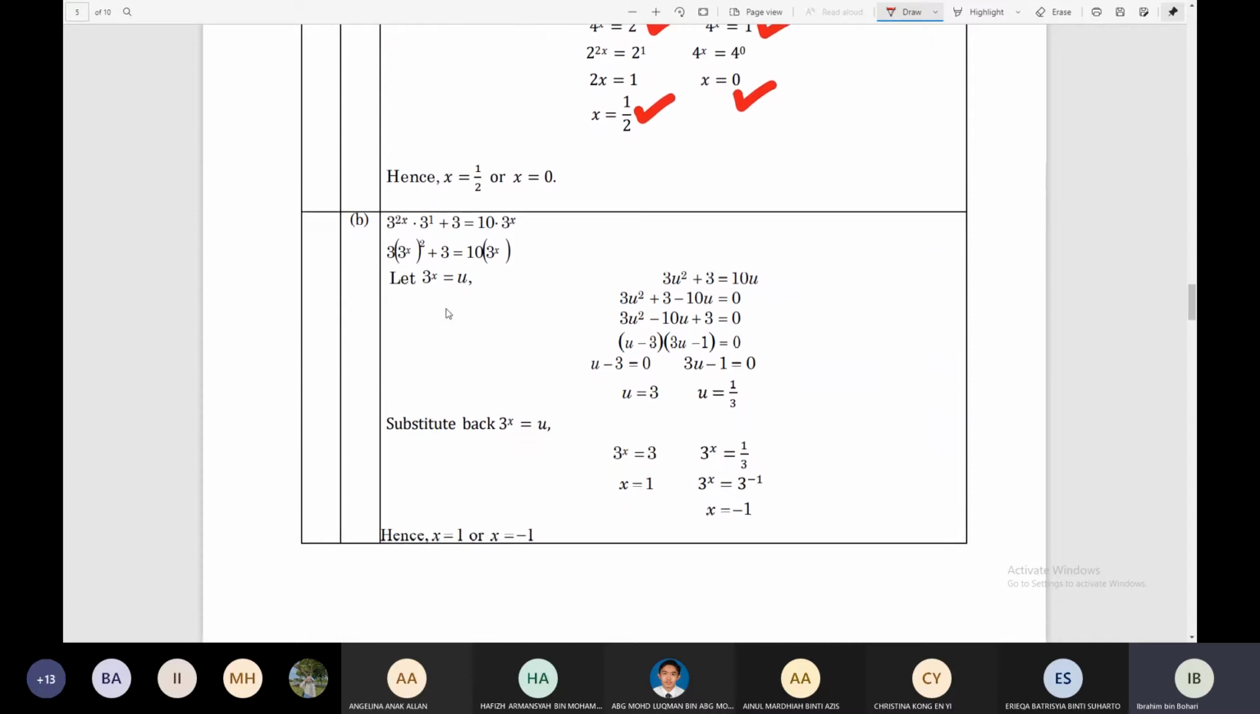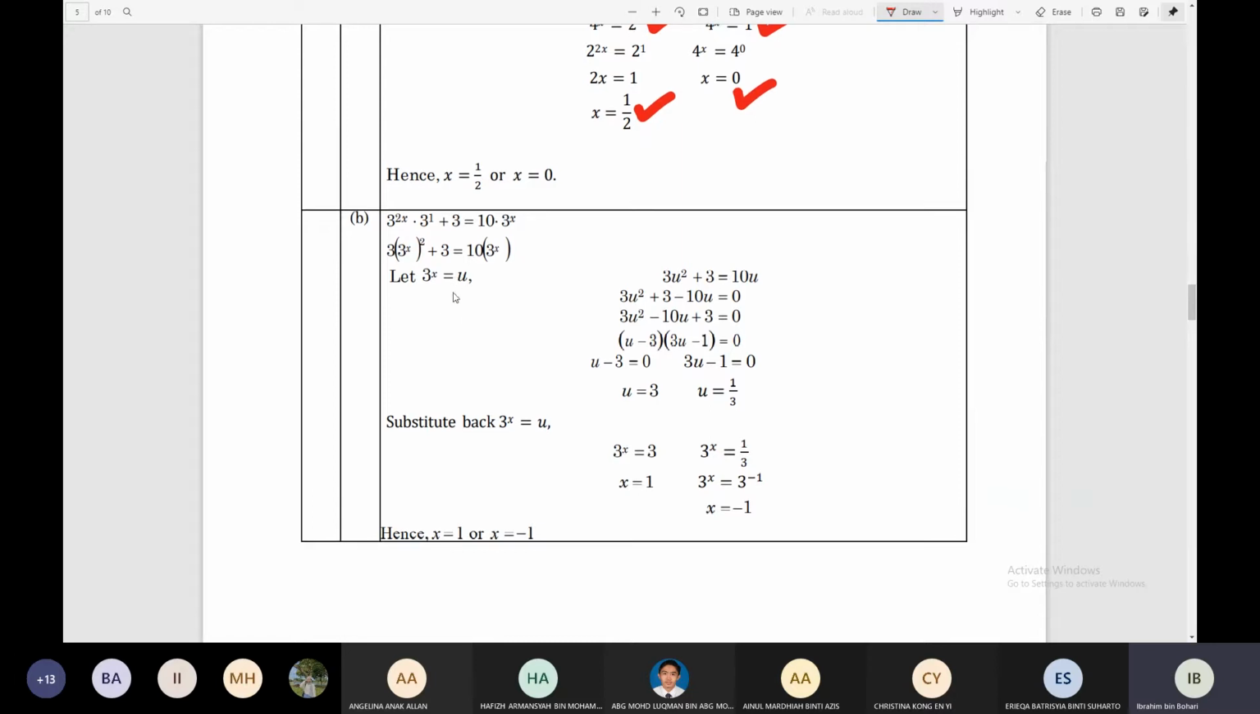Question 7B, 3 raised to the power of 2x plus 1, plus 3, equals 10 times 3 to the x power. So first, 3 raised to the power of 2x plus 1, this one, is the first term.